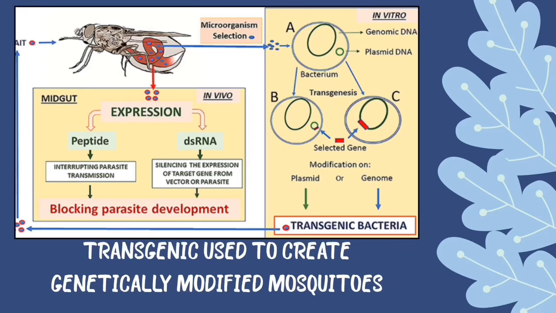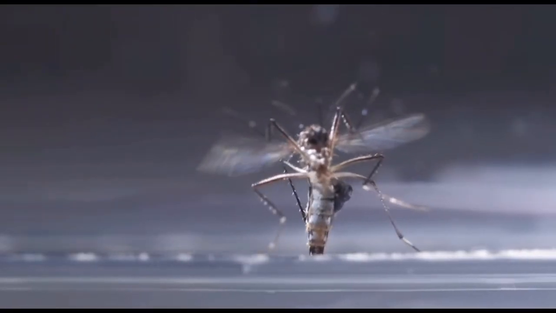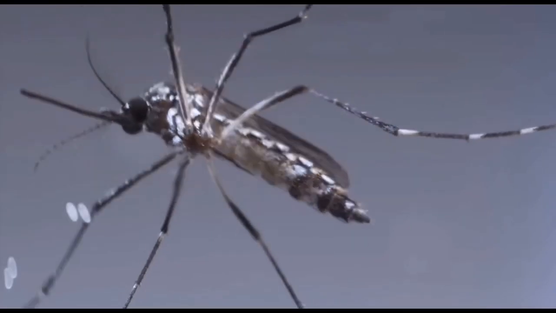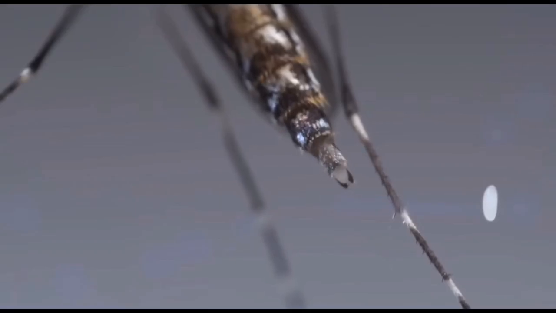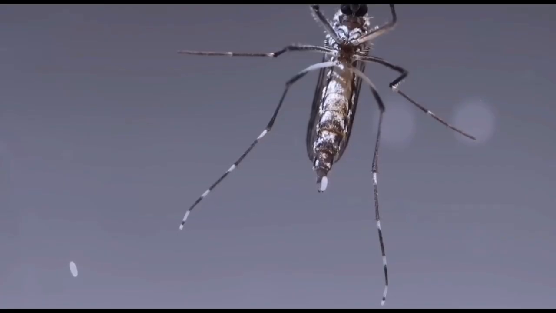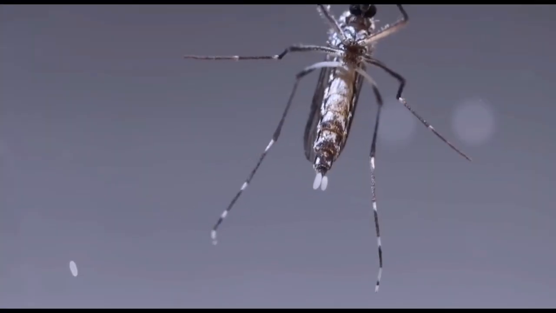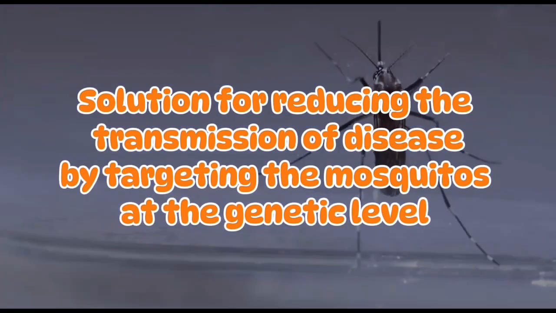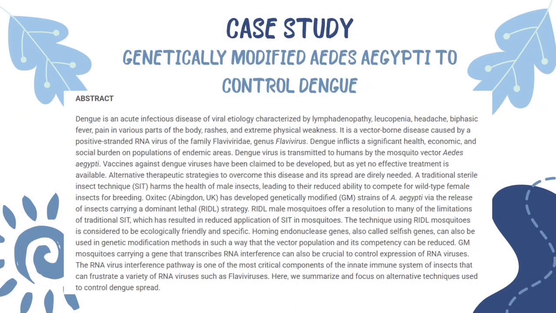Next, transgenic technology involves introducing foreign genes into an organism through a process called transgenesis. In mosquitoes, this might involve inserting genes that produce antiviral proteins or peptides, which prevent the dengue virus from replicating inside the mosquito's body. While CRISPR focuses on editing existing genes with high accuracy, the transgenic approach aims to give mosquitoes entirely new traits. Both methods offer promising long-term solutions for reducing the transmission of disease by targeting mosquitoes at the genetic level. This is the case study we found through our research.